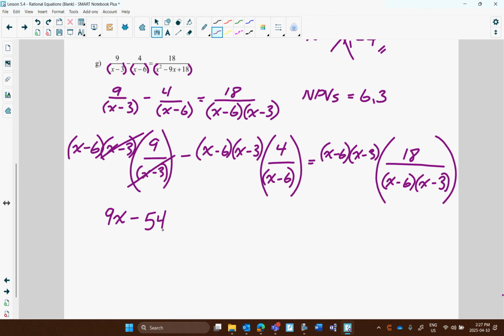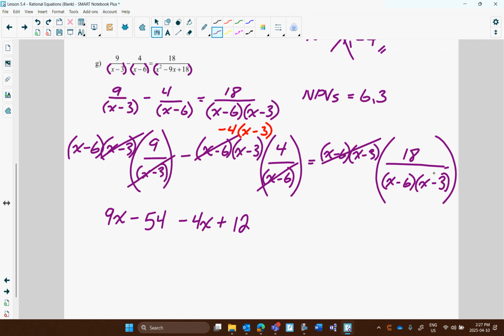Here's the one you've got to watch out for, because it's minus 4 times x minus 3. It's not plus 4 times x minus 3. Or you don't go 4x minus 12 and then put a minus in front of the 4. This is the same as minus 4 times x minus 3, which is actually going to change this to minus 4x plus 12. Watch out for subtraction signs there.